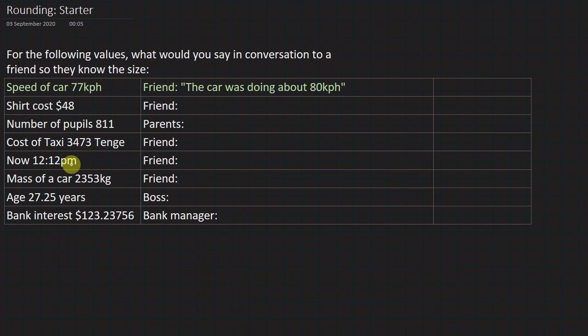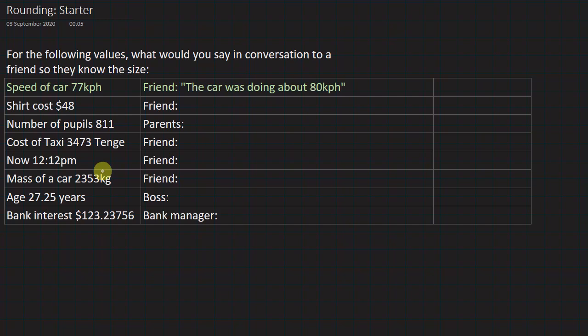If the time now was 12 p.m., are you going to say 12:12 to your friend? You're more likely to say something like 12:10 or possibly 12:15, depending on your needs. The mass of a car is 2,353 kilograms. You're likely to either say 2,000 kilograms or 2,400 kilograms, depending on the circumstances. You're trying to give a number that's just about the right size. So for conversational purposes, we often don't quote more than one or two numbers at the front, and then make sure the number's about the right size.